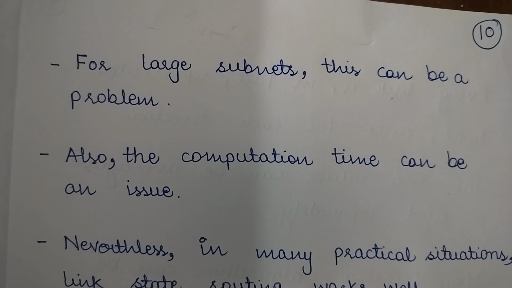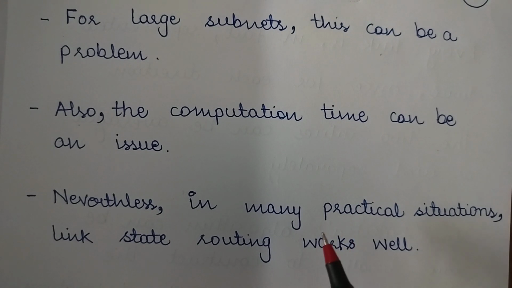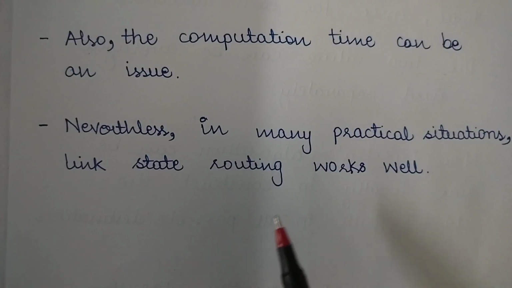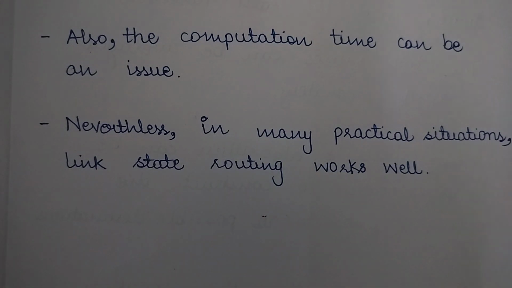For larger subnets, if the memory for n routers and k neighbors is k times n, then obviously this can be a problem, because the memory requirement would be large. Also, the computation time can be an issue, because when there are a large number of routers and neighbors, the computation time will also stretch. But nevertheless, in many practical situations, link state routing works well as long as the subnet size is limited. So this is all about the link state routing protocol.